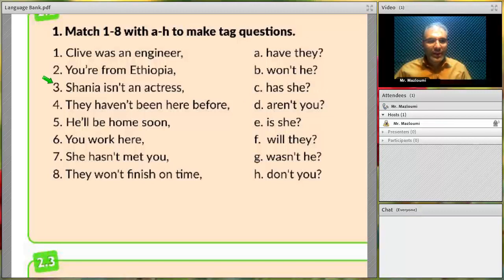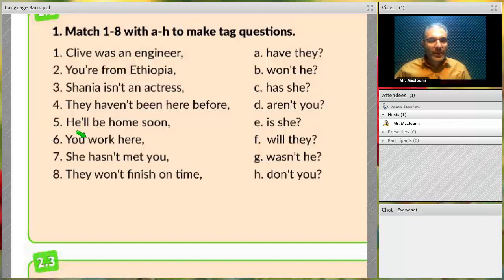Number 3. Shania isn't an actress. The tag E. Is she? Number 4. They haven't been here before. They haven't. The tag, have they? Number 5. He'll be home soon. He will be home soon. So the tag, won't he?